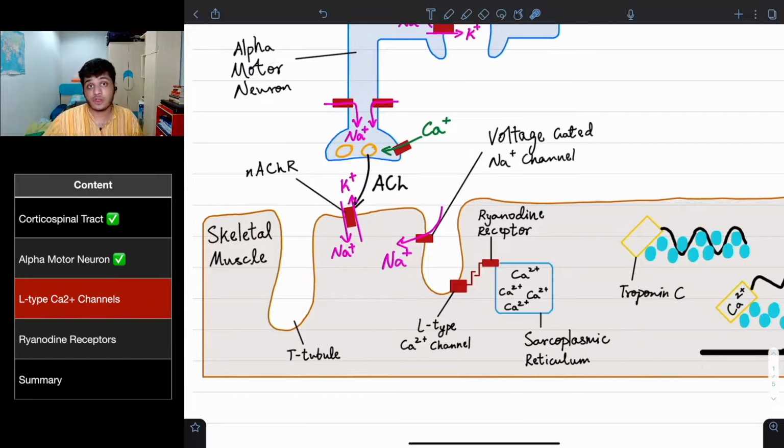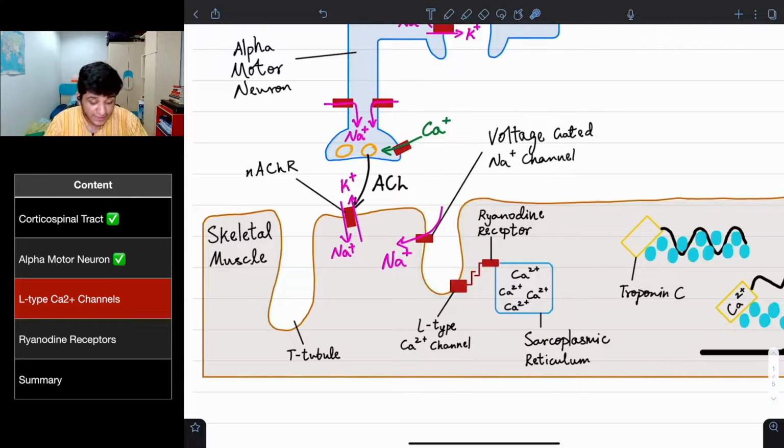Now, there's something called T-tubules. What are T-tubules? These are deep invaginations of the sarcolemma. So what is a sarcolemma? The sarcolemma is the muscle's cell membrane. Okay, you could see it highlighted in green, right? This is the muscle cell membrane, and this is the deep invagination, and this region here is called a T-tubule.